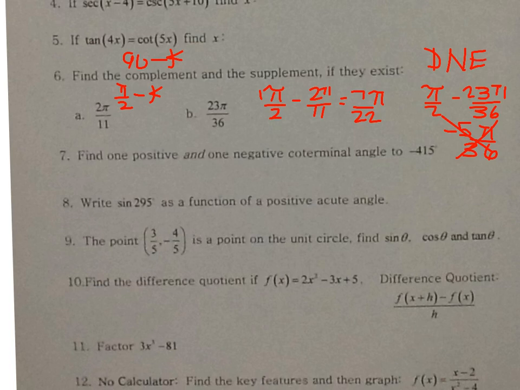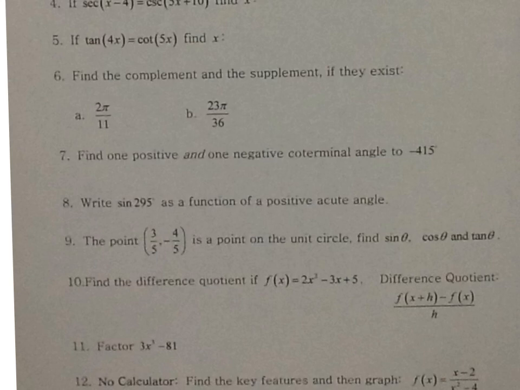Okay, so now let's do the supplement. So remember, the supplement is when you have two angles that add to 180 degrees. So we do 180 minus the angle. Now 180 in radians would be pi, so it's pi minus the angle. All right, so let's start with A. So it's going to be pi minus 2 pi over 11. So remember, that's 1. So you're going to type in 1 minus 2 over 11.